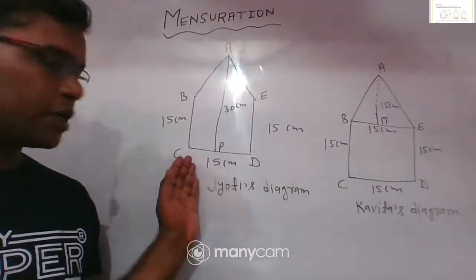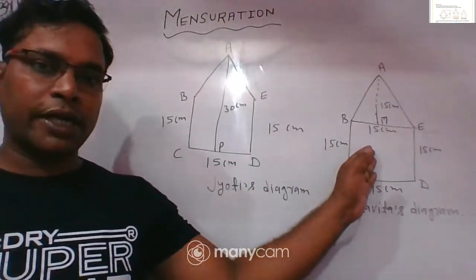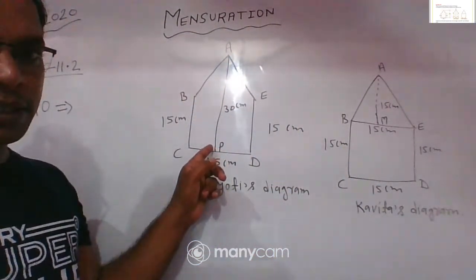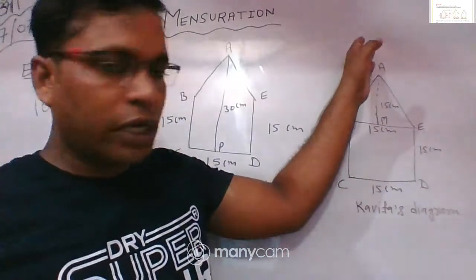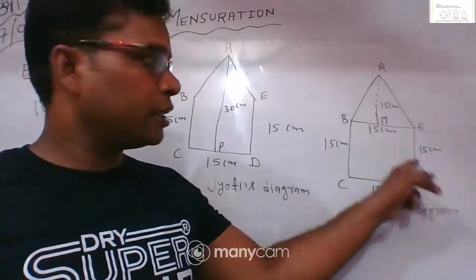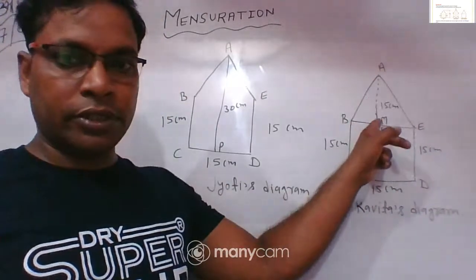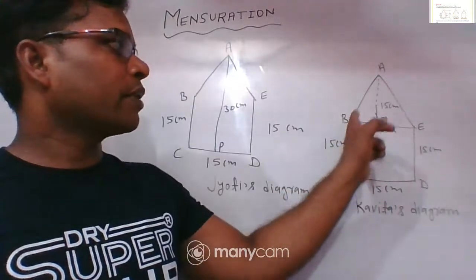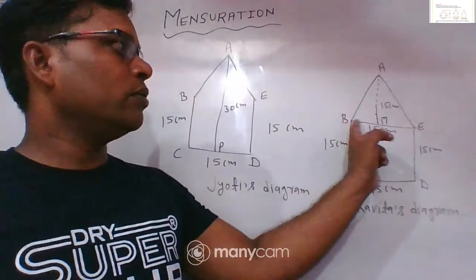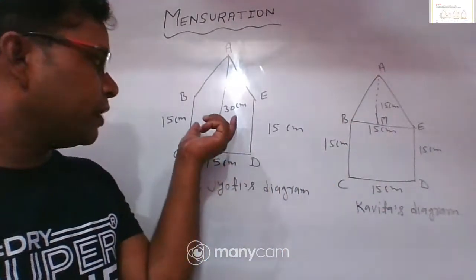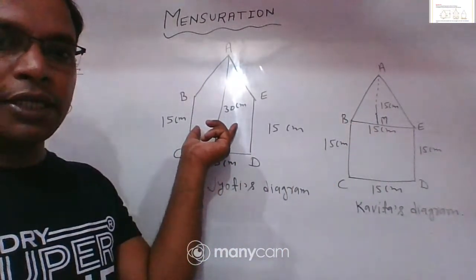This is Jyoti's diagram and this is Kavita's diagram. And the whole height is given as 30 centimeters. Here also the whole height is 30 centimeters, but this part is 15 centimeters. It means that this is also 15 centimeters. So we draw a perpendicular distance from A to BE. This is clear. So first we find the area of Jyoti's diagram.